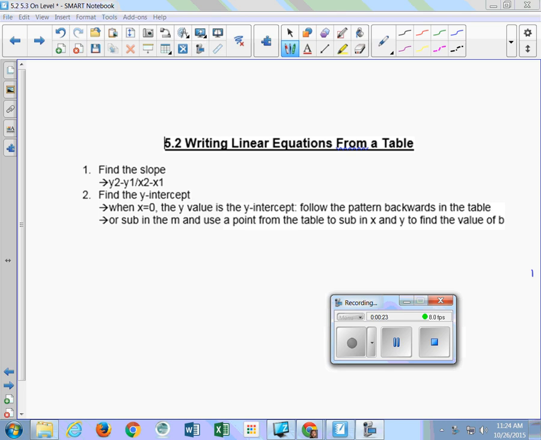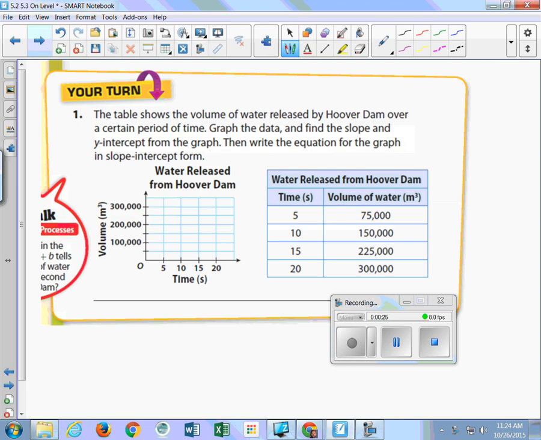So let's look at the first one. The table shows the volume of water released by Hoover Dam over a certain period of time. Graph the data and find the slope and y-intercept from the graph. Then write the equation for the graph in slope-intercept form. So let's take the information from the table and graph it.